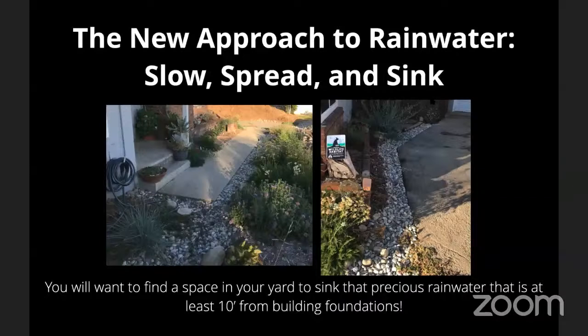But that also takes in all of the water coming off the other side of the house and is a little bit wider. One key thing is, however you do it, dry stream bed, French drain, something else, you don't necessarily need to fill it with gravel. It could just be a depression with some plants that can take occasional flooding, and there are some options with that. However you do it, if you have the room, you're going to want to find a space in your yard to sink that precious rainwater in that's at least 10 feet from your building foundations.